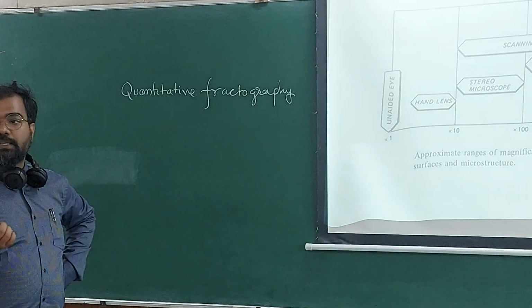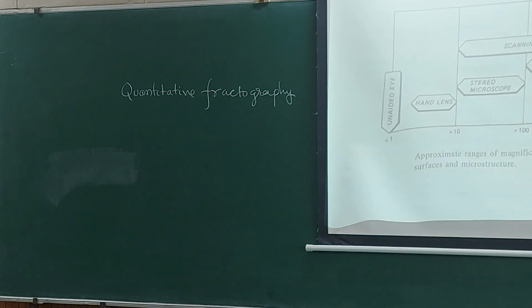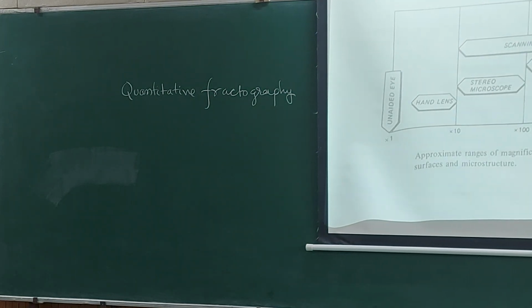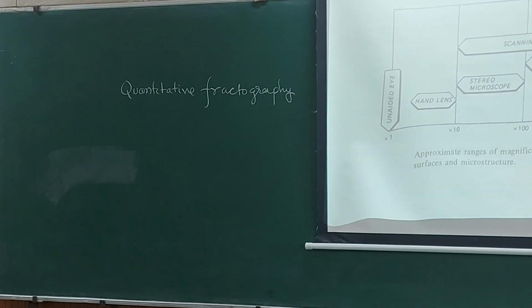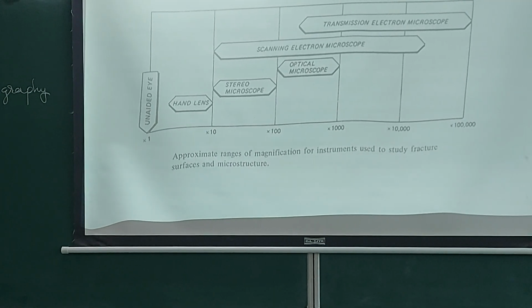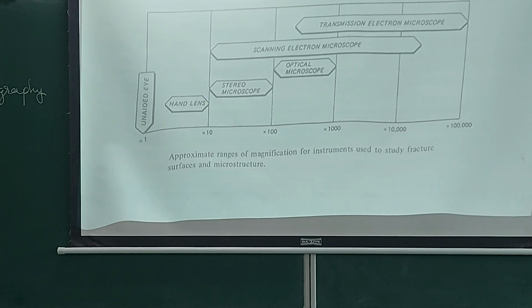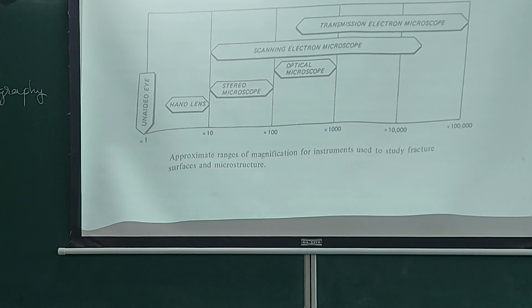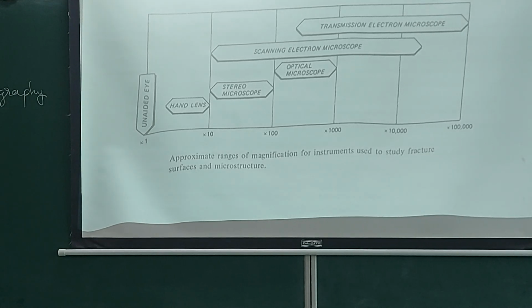And then with a hand lens, buy it on Amazon, it works at 10x. Then a stereo microscope, 100x. Optical microscope, 100 to 1000x. Scanning electron microscope works from 10 to 10,000x, 20,000x. And transmission works at a very high level. But it doesn't mean the best one is the transmission electron microscope. You will see different features at different scales. It will not be the same features. So sometimes it has to be a combination of characterization at different scales to understand what really has happened.